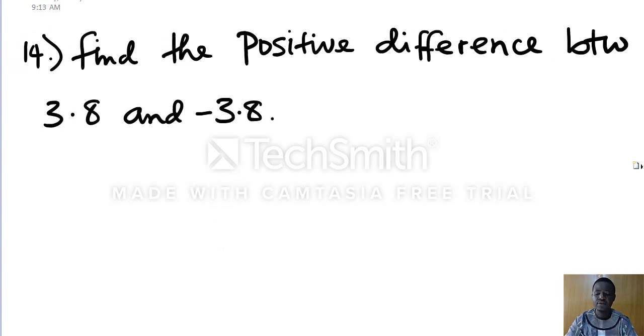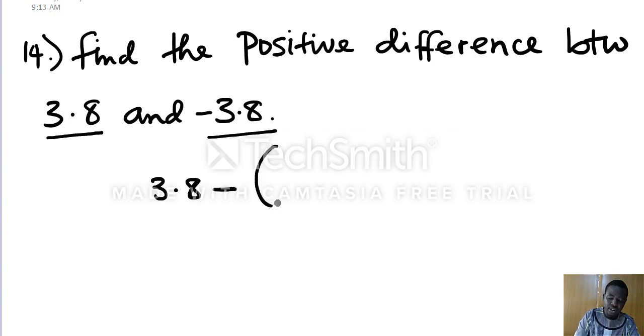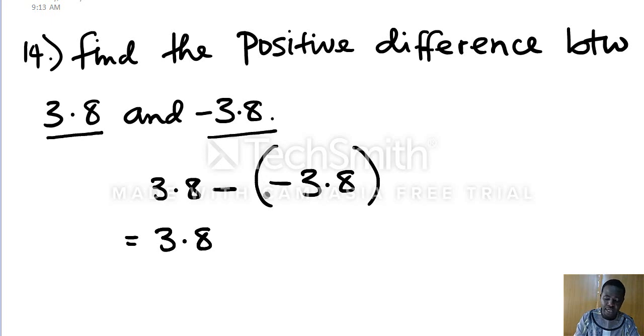Question 14 says you should find the positive difference between 3.8 and minus 3.8. Positive difference, meaning larger number minus smaller number. So this becomes 3.8 minus into bracket minus 3.8. When you use the minus sign to open the bracket, it becomes positive because minus times minus is positive.